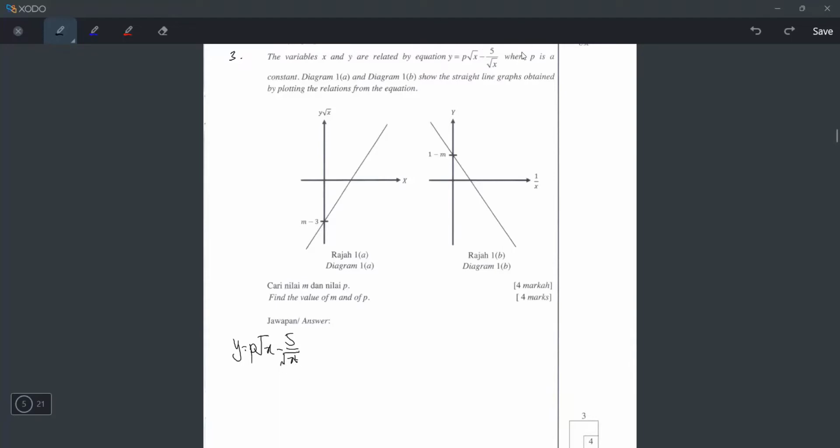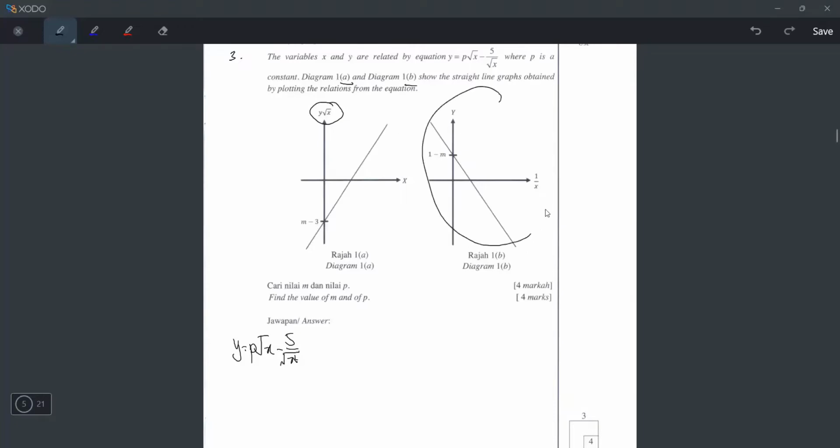So where p is a constant, diagram 1a and diagram 1b show the straight lines obtained by plotting the relation from the equation. So you have two straight lines drawn from this equation. The first line, the y-axis is y square root x. So actually, I can make this into y square root x. It's pretty simple. You just multiply by square root x. Then the y will become y square root x already. Okay, so that's the first way to change it to linear form.